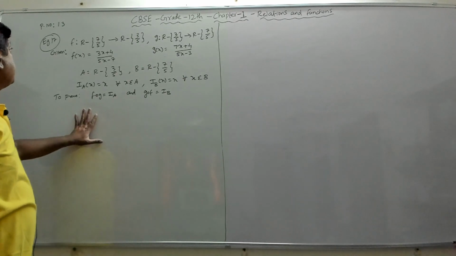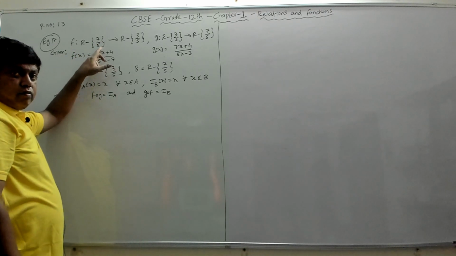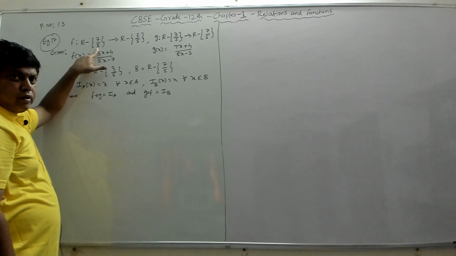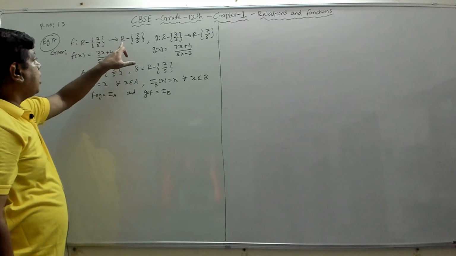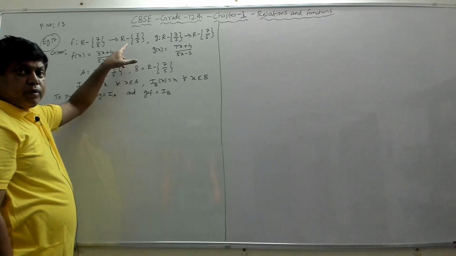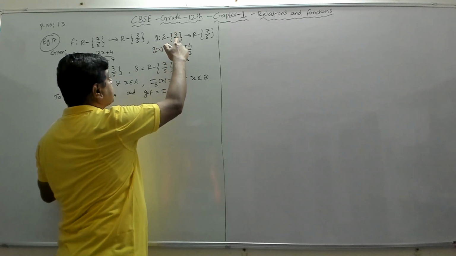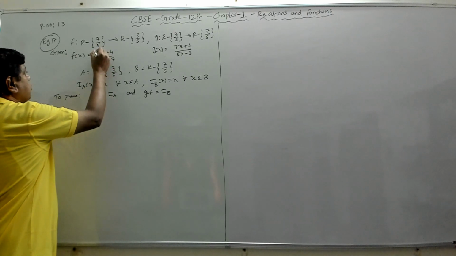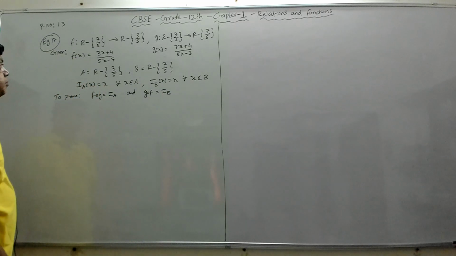So what is given in example 17 is that f is a function from R minus 7/5 set. What is the meaning of R minus 7/5? All the real numbers except 7/5 are in this set, and the set R minus 3/5 means all the real numbers except 3/5. And g is a function from R minus 3/5 to R minus 7/5, and f of x is defined as (3x plus 4)/(5x minus 7), and g of x is defined as (7x plus 4)/(5x minus 3).